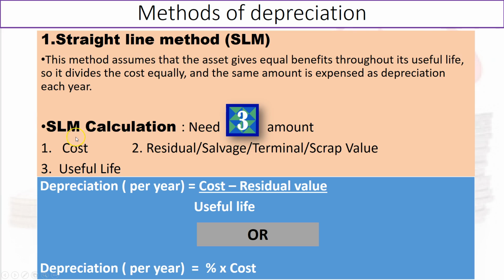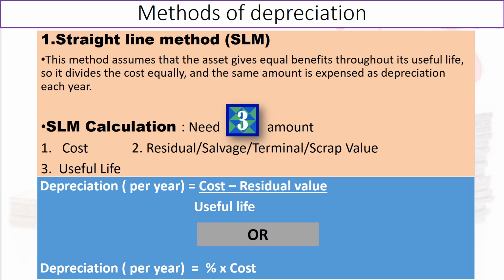So straight line method calculation needs three types of items. So you need the cost item. I hope you still remember what is the component for the cost of NCA. And number two is we need to know the residual or salvage or terminal or scrap value. Whether it's residual, salvage, terminal, or scrap value, they are all used interchangeably according to the author. So they all mean the same thing.